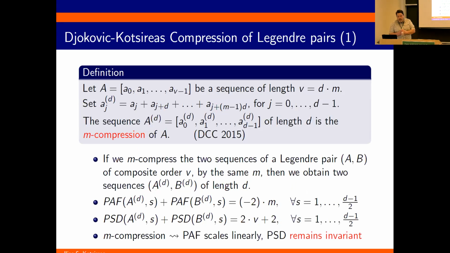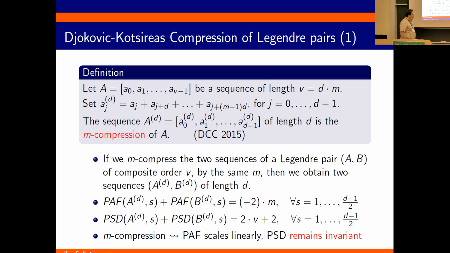For the non-prime case, what can we do? We can use this concept of compression that we created with Dragomir Djokovic, a concept of compression for Legendre pairs in this DCC paper in 2015. Essentially, we said that if the order of the sequences that we're looking to make a Legendre pair is a composite number, if it's prime, we're done. If it's composite, then we take a divisor of the order and we create these subsums, which are d apart. So d is a divisor of the order v of the sequence, and we stick them together in a smaller sequence of length d. Of course, the alphabet now is bigger, but that doesn't matter, and we call this new sequence AD the M compression of A.